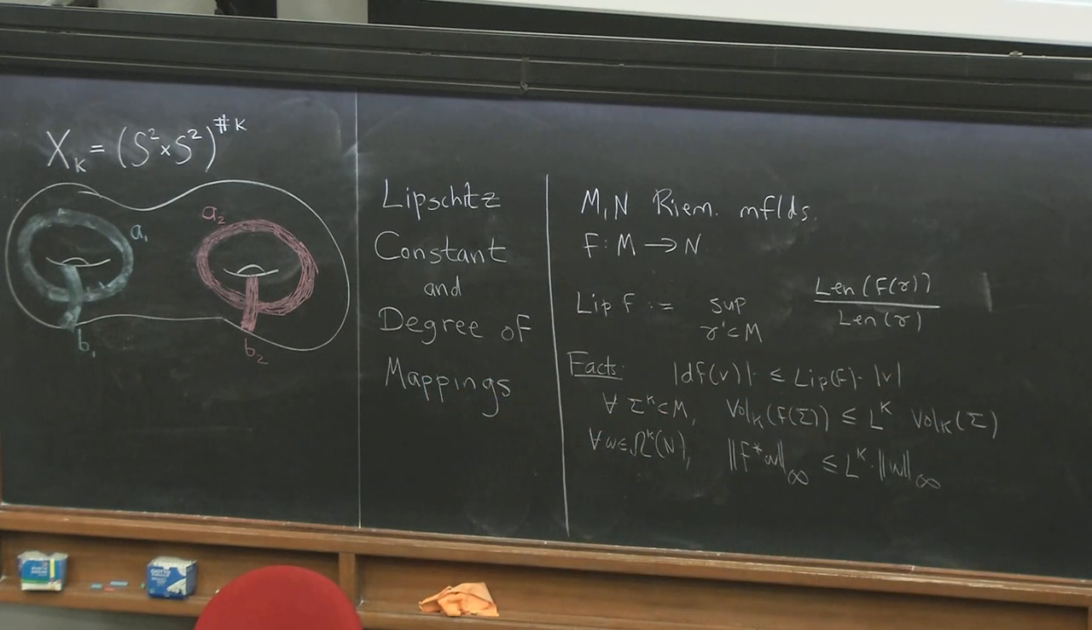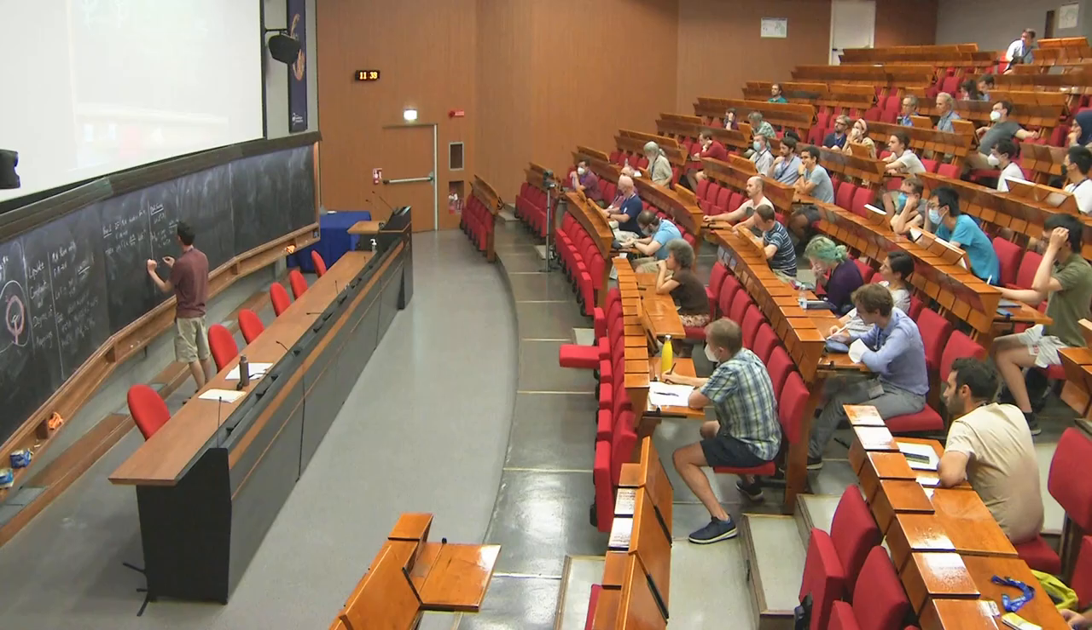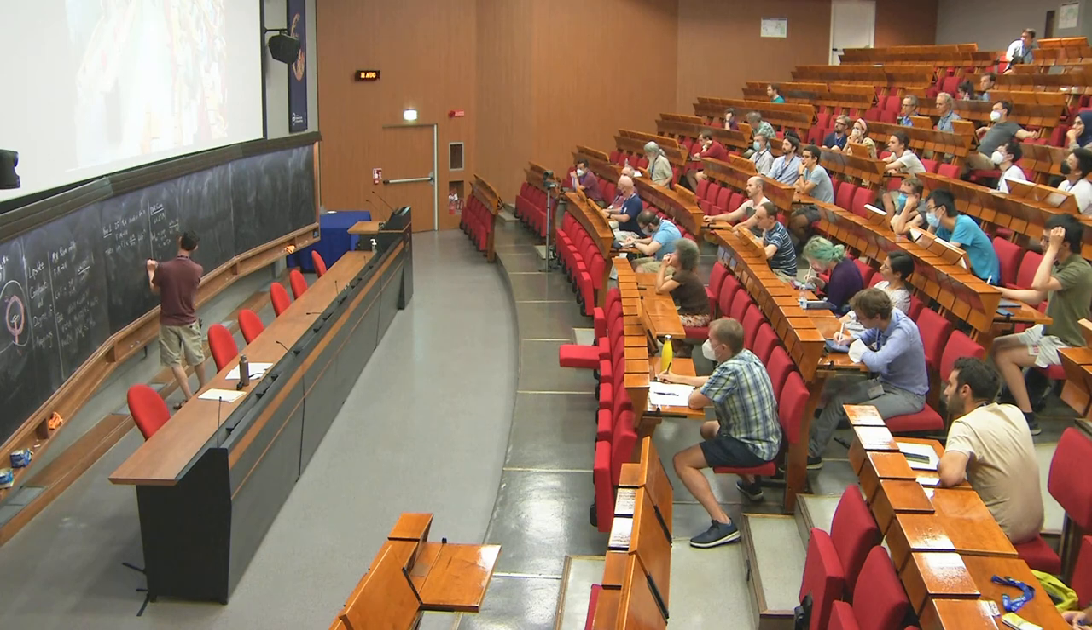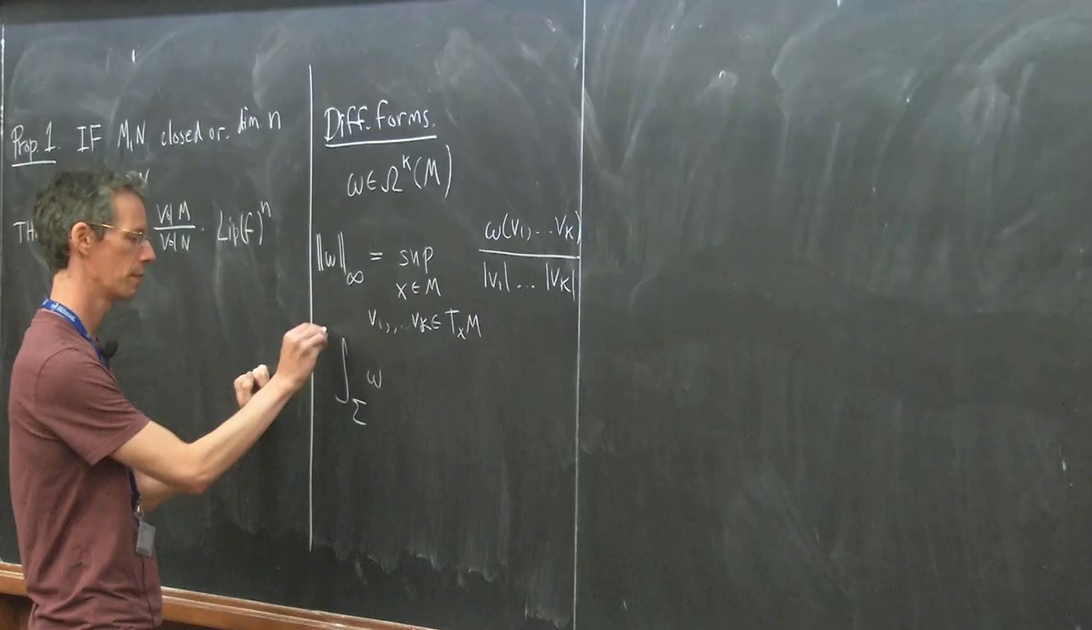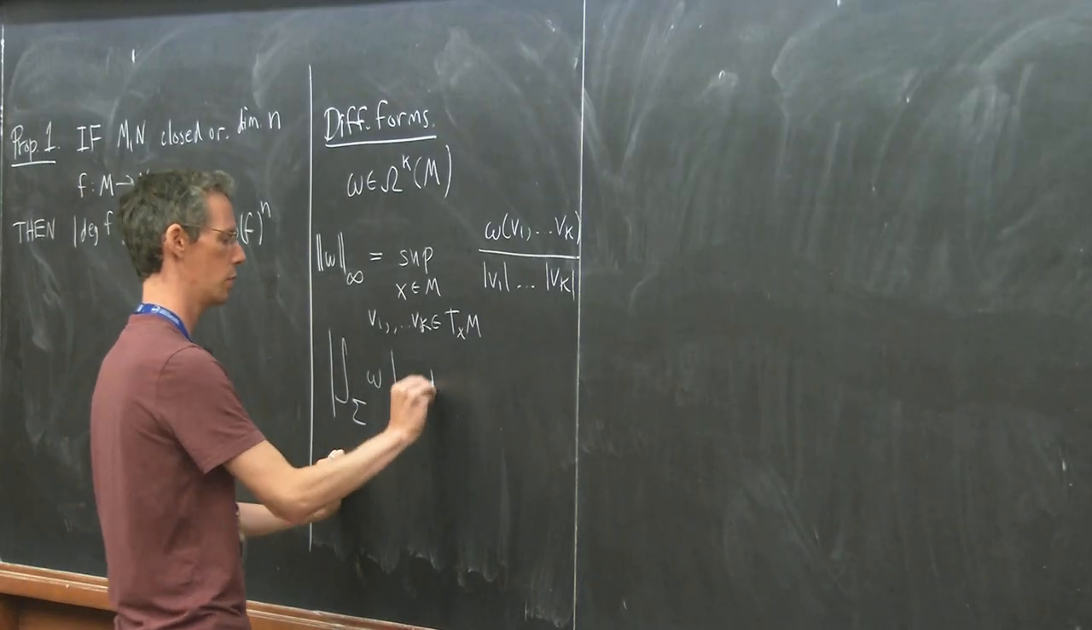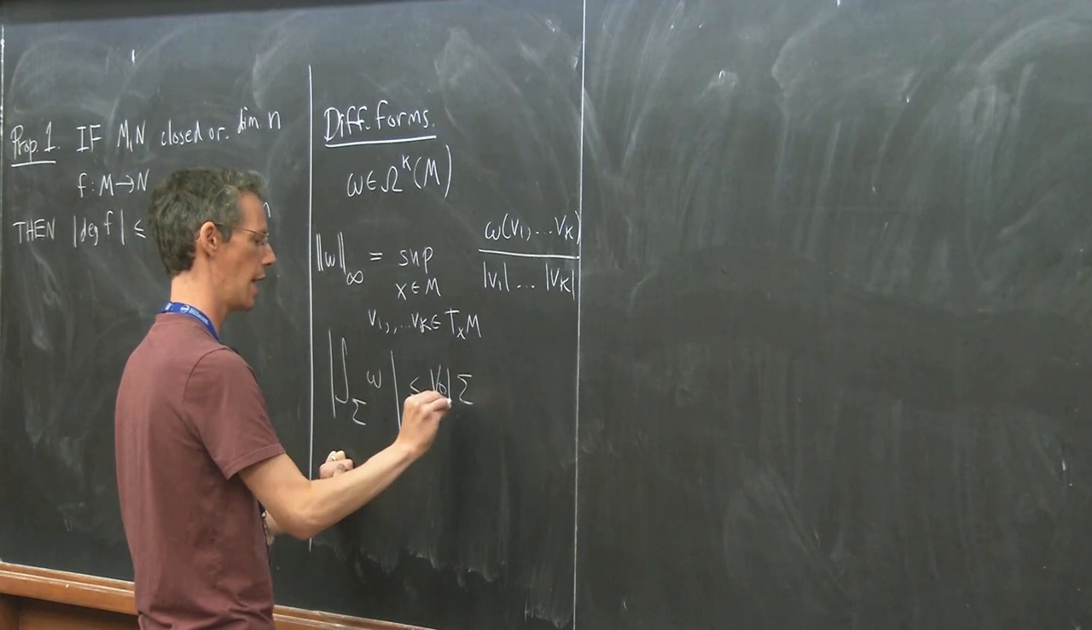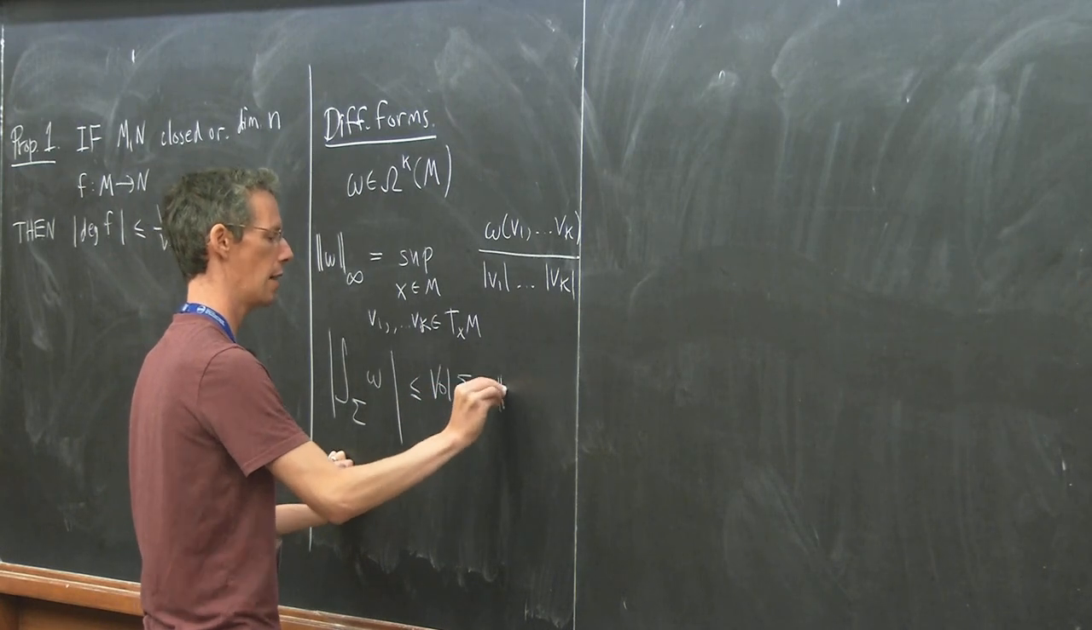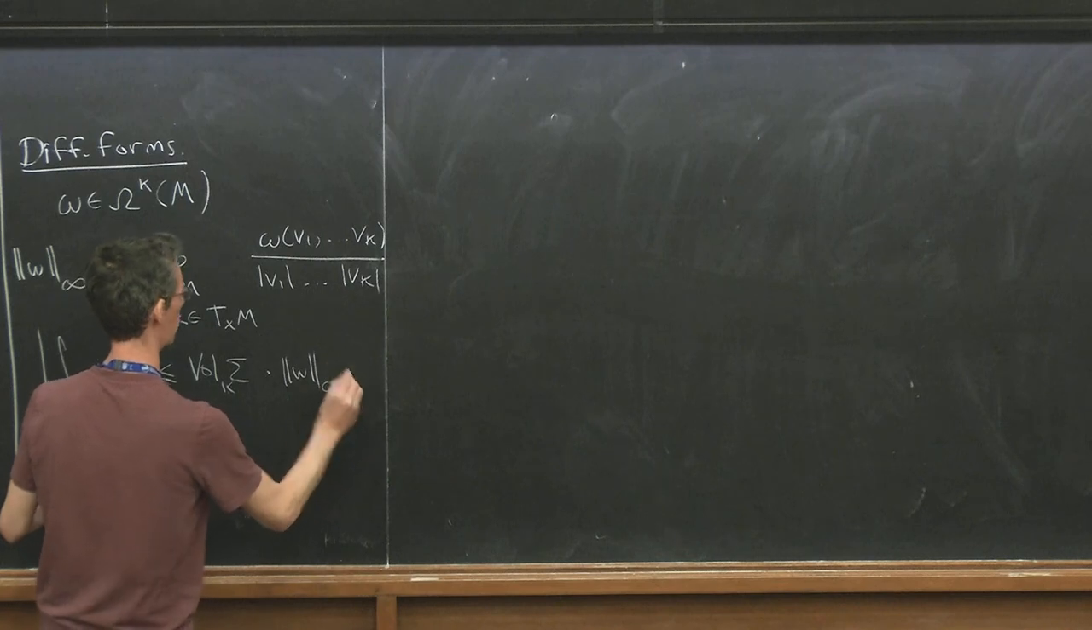Let's see, there's one more basic fact about differential forms. Suppose I integrate a differential form over a K chain or a K manifold. The norm of that is at most the volume of the K manifold times the L infinity norm of the form.